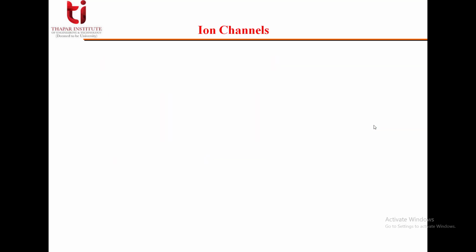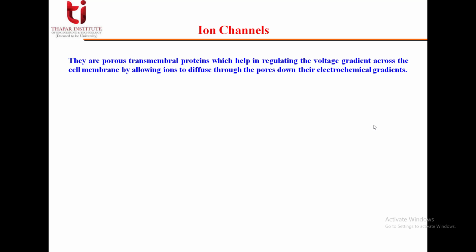Next, we will have a brief view of ion channels. What are ion channels? They are porous transmembrane proteins which help in regulating the voltage gradient across the cell membrane by allowing ions to diffuse through the pores down their electrochemical gradients. We have two general types of ion channels. They are the voltage gated ion channel and the ligand gated ion channel.